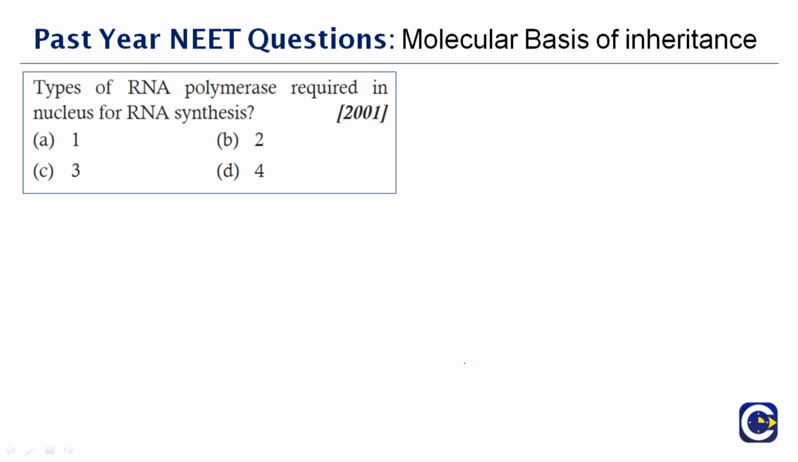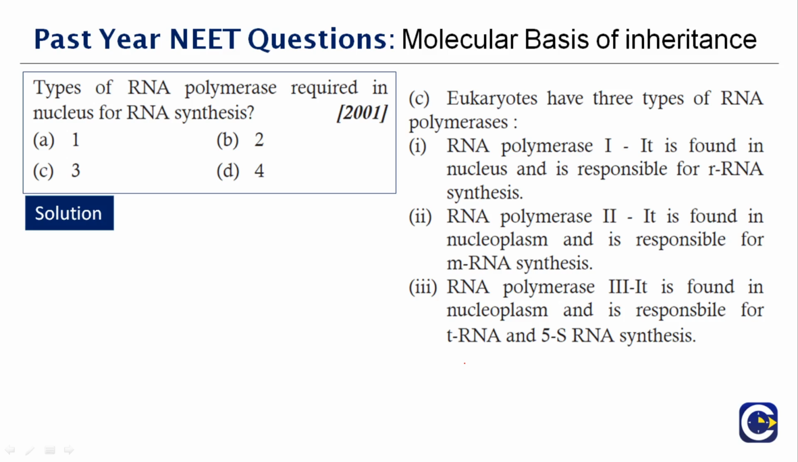Next question, types of RNA polymerase required in the nucleus for RNA synthesis. Any idea what it is or how many? You require 3. Okay, I'm going to give you an explanation for that. You have RNA polymerase 1, 2, and 3. RNA polymerase 1 is found in the nucleus and is responsible for rRNA synthesis, while 2 is responsible for mRNA synthesis, and the last, 3, is responsible for tRNA and 5S RNA synthesis. So each has a specific action to do.